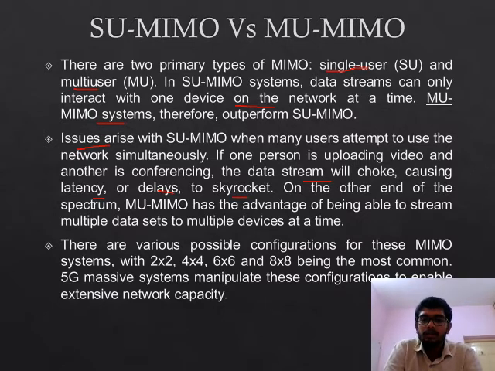On the other end of the spectrum, multi-user MIMO has the advantage of being able to stream multiple data assets to multiple devices at a time, like a YouTube stream. There are various possible configurations for MIMO systems, with 2 cross 2, 4 cross 4, 6 cross 6 and 8 cross 8 being the most common. In future, 5G massive MIMO systems will manipulate this configuration to enable extended network capacity.